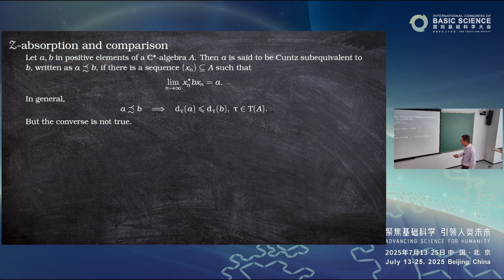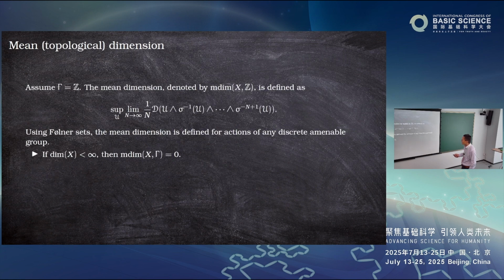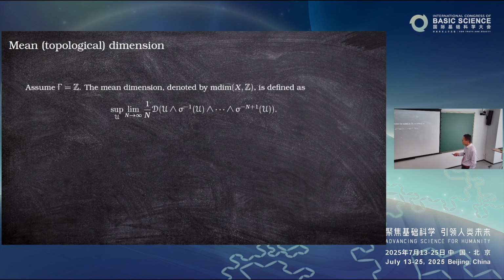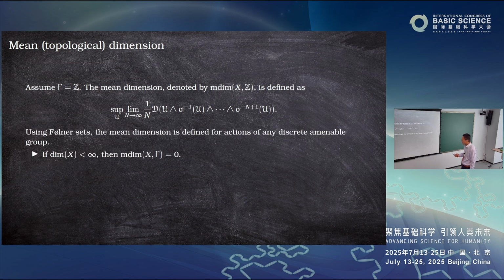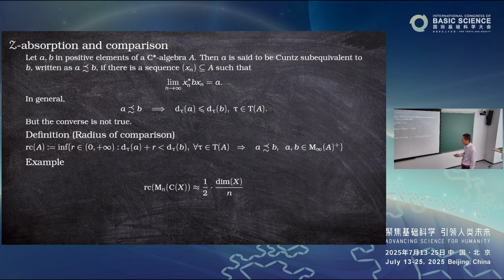But now go back to the definition of the mean dimension. This is a dimension ratio. So we are talking about the dimension of some open cover, and we compare it with the size of the partial orbit. So this is a dimension ratio, or this is a dimension growth. And here is a similar thing. So this makes us think that there should be some connection.